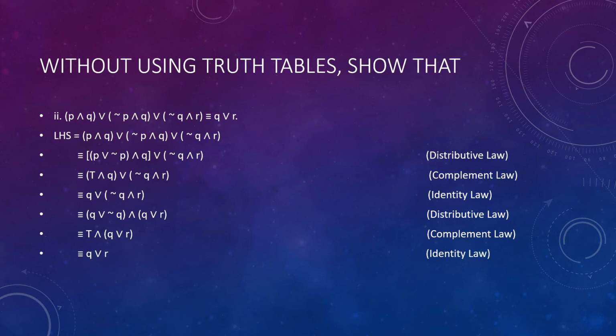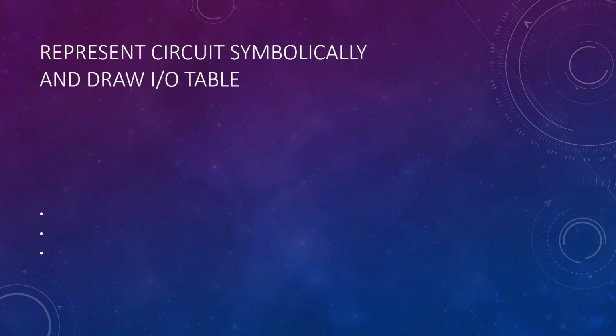Can you see how to write the laws and how to justify the answer? Let's move to the next part of this topic. Represent the circuit symbolically and draw the input-output table. Now what is an input-output table? I'll show you.